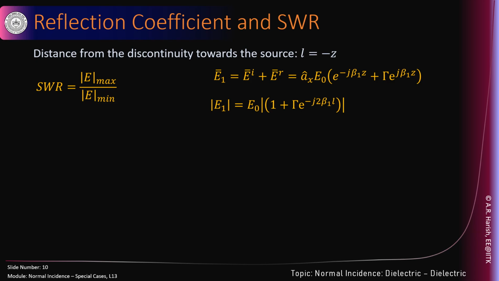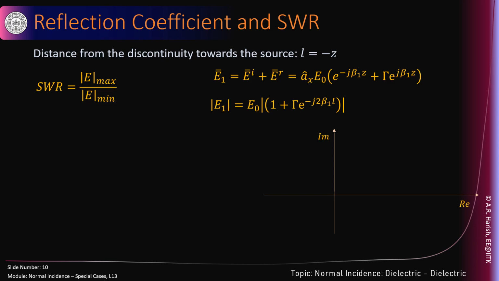It's very easy. You take out e to the power of -j beta 1 Z. When you take the magnitude, it is equal to 1, and what is left is 1 plus gamma times e to the power of j2 beta 1 Z, and we replace that Z by -L to get this result. Let us plot this and see what happens.